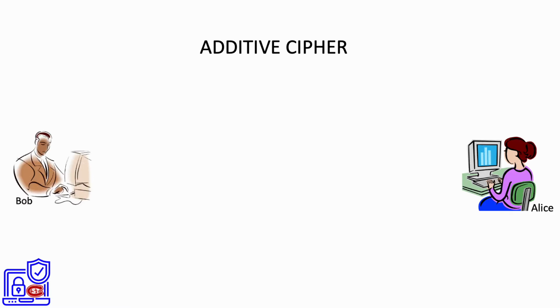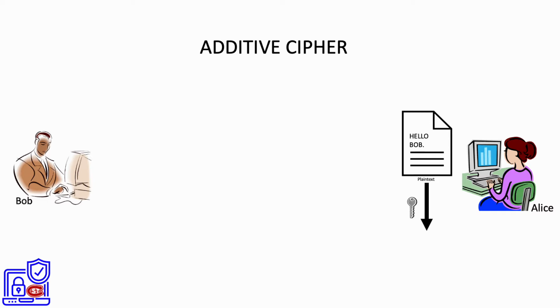Additive Cipher. Additive Cipher is one of the ways of encryption. Additive Cipher adds a key stream to the plaintext. Let's take Alice and Bob as examples to explain Additive Cipher. Here, Alice sends a message, "Hello Bob." This message is what we call plain text.